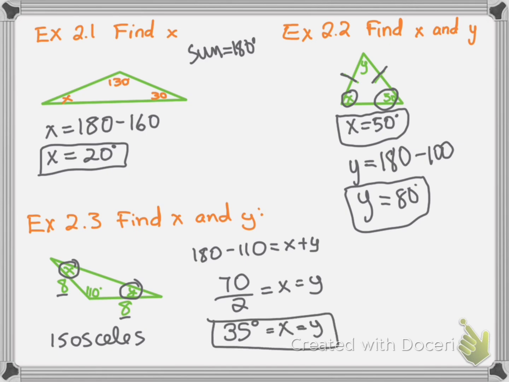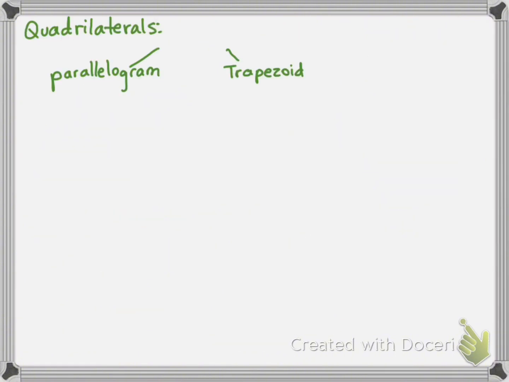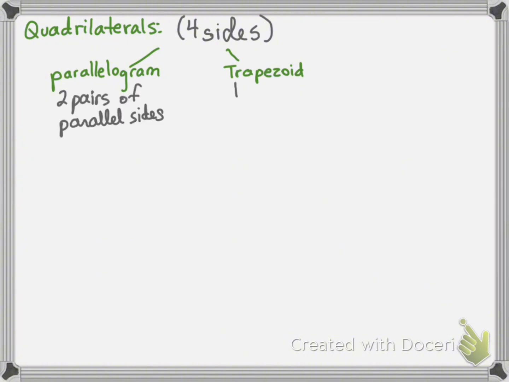Okay, let's go to the next page, in which we're going to review quadrilaterals. Remember that we talked about how quadrilaterals have 4 sides. So we're going to learn about 2 kinds of quadrilaterals, which are parallelograms and trapezoids. Remember that parallelograms have 2 pairs of parallel sides, and trapezoids have only 1 pair of parallel sides.